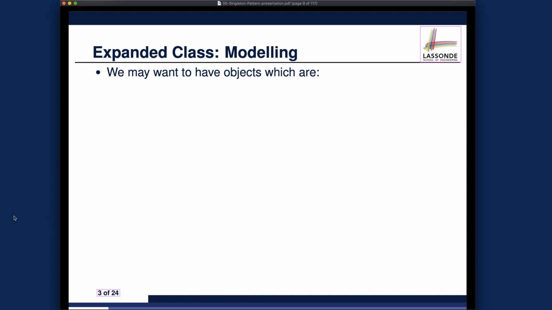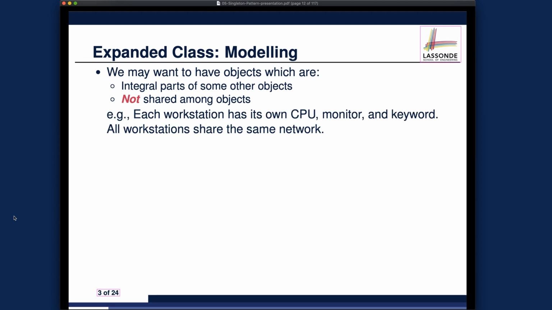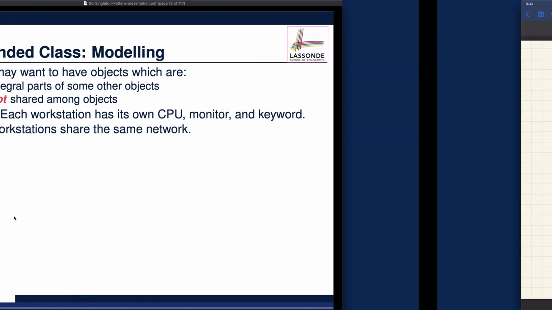So we may want to have objects which are, number 1, integral parts of some other objects. They're simply integral, which means they are not to be shared. That's a very important item to keep in mind for one category of items in your system. For example, if you talk about your lab machines, every workstation has its own CPU, monitor, and keyboard. On the other hand, they also share the same network. Let's take a look at a visual illustration of this.